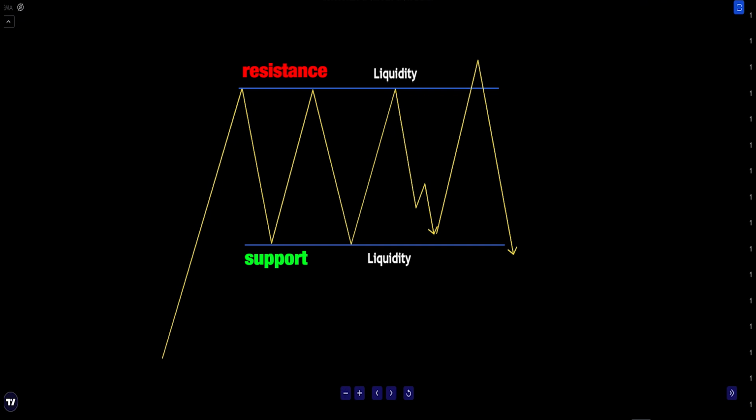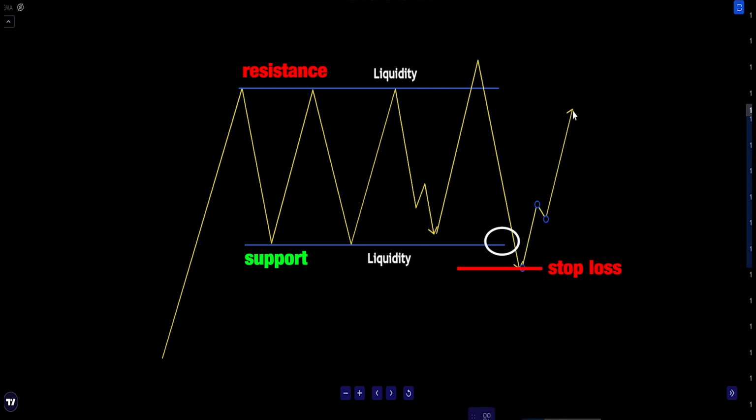The same thing happens when a support level is created. Behind this level, liquidity forms again as buyers place their stops below it, and they are hunted by liquidity just like the previous explanation.